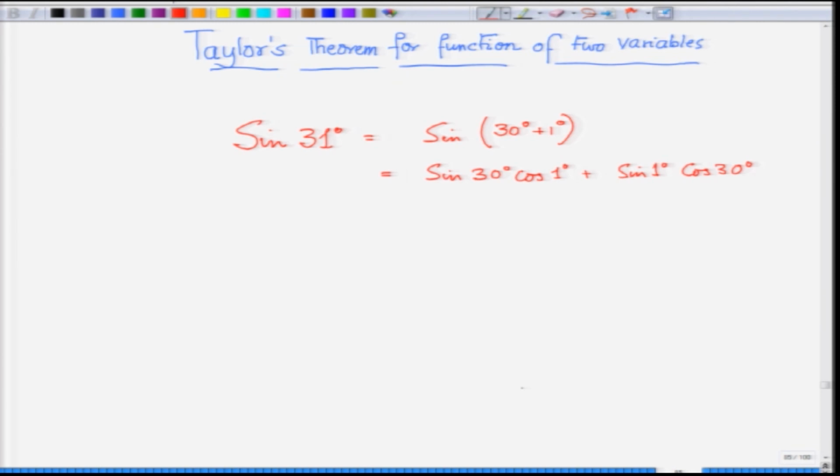You tell me what is sin 1 degree. If I ask you, unless you have a trigonometric table in front of you, you cannot tell me what sin 1 degree is right away, right? I can't tell you, let me be very frank. How can I find cos 1 degree or say sin 1 degree? That was the question, computing functional values which are difficult to compute.